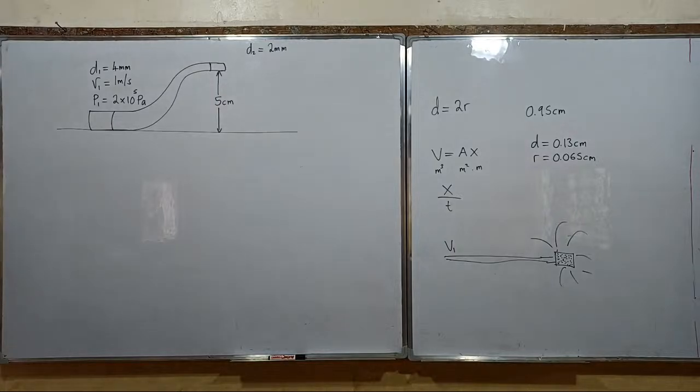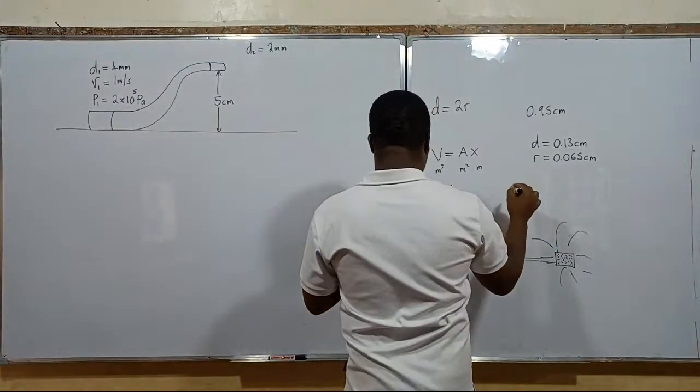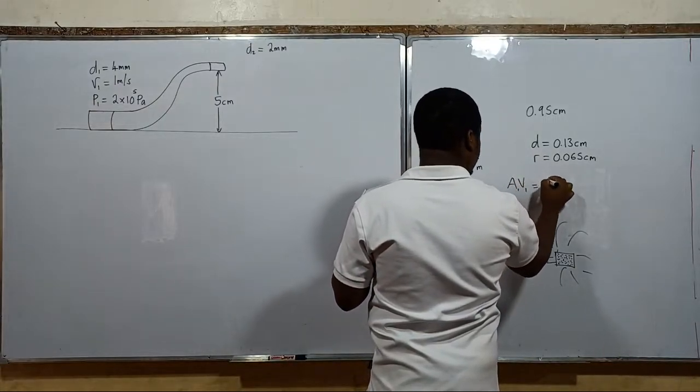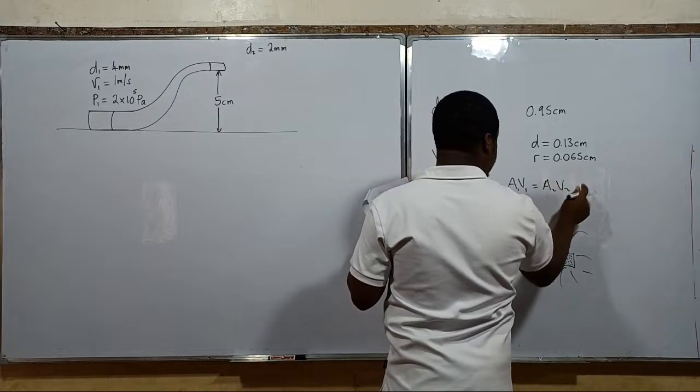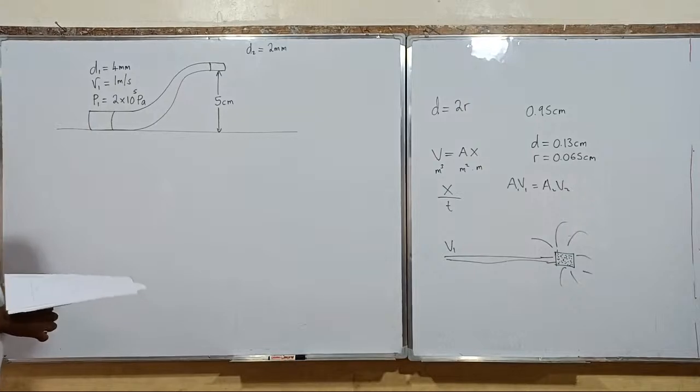Okay, so the question requires us to find two things, the velocity and the pressure. To find the velocity, we shall use the equation we used in the previous question, the one for continuity, where we simply said area times velocity is equal to area times velocity. This is also known as the equation of continuity.